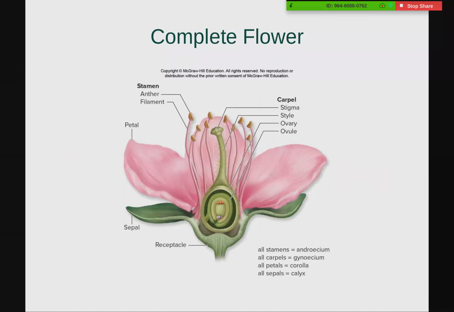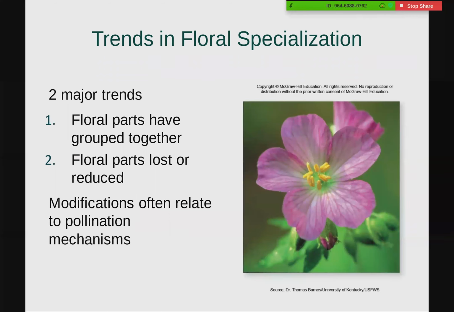So let's refresh ourselves. We have the sepal, we have the receptacle, we have the ovule here, then we have the carpel, we have the stigma, style, ovary, and ovule. Then we have the petals, we have the stamen as well. So this is our complete thing. And here's the handy dandy part. All the stamen parts are the androecium, all the carpels are the gynoecium, all the petals are the corolla, and all the sepals are the calyx. So that's our complete flower structure.